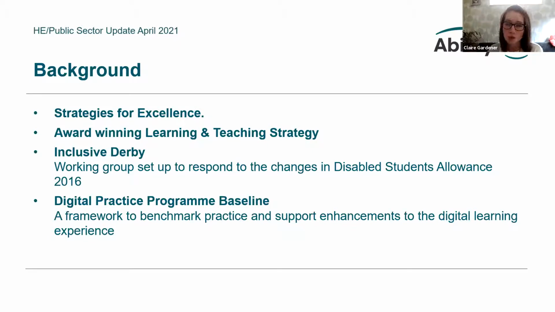The other really interesting background for where some of our journeys started out was a shift in 2015-16, and it's been incredible to look back at this. We set up a project called Inclusive Derby, and initially it was set up as a response to the changes in the disabled students allowance some time ago, but we quickly realised that just focusing on that was quite short-sighted. So we took a broader approach and came up with this group to look at improving inclusive practice across the university.